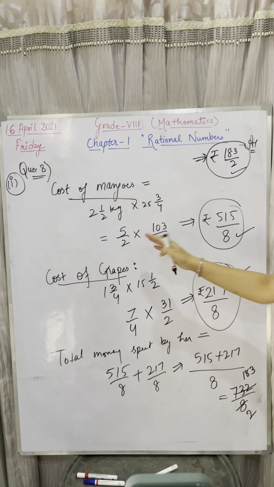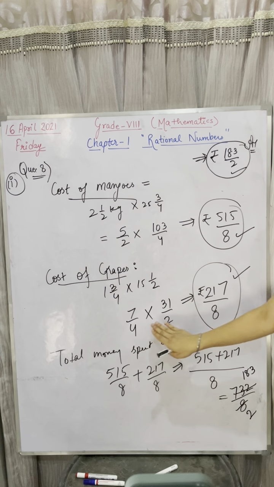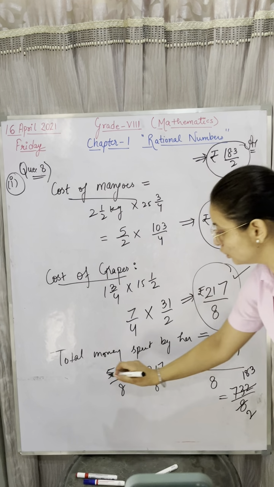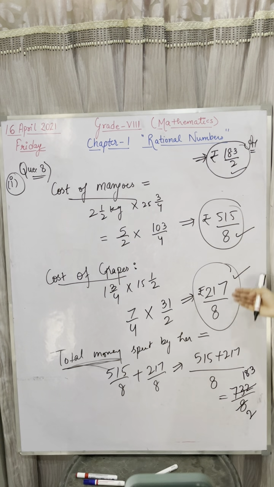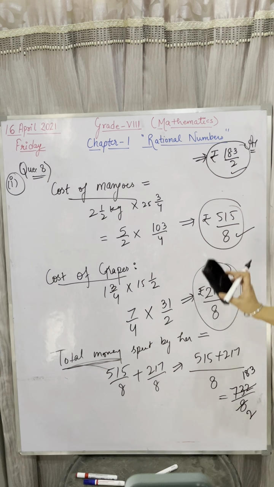Cost of mangoes, you have to multiply. Cost of grapes, again you have to multiply. And when you take out the total money, then you have to add both the fractions and take out the answer. Right? It's clear to everyone?